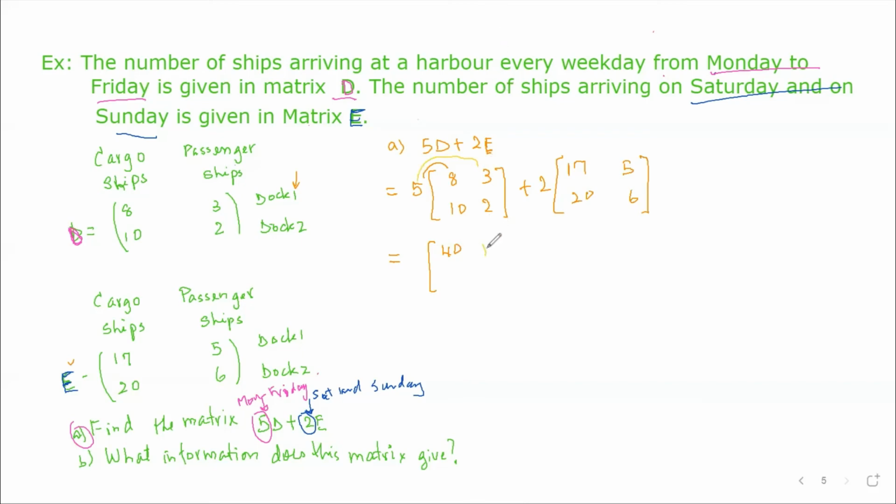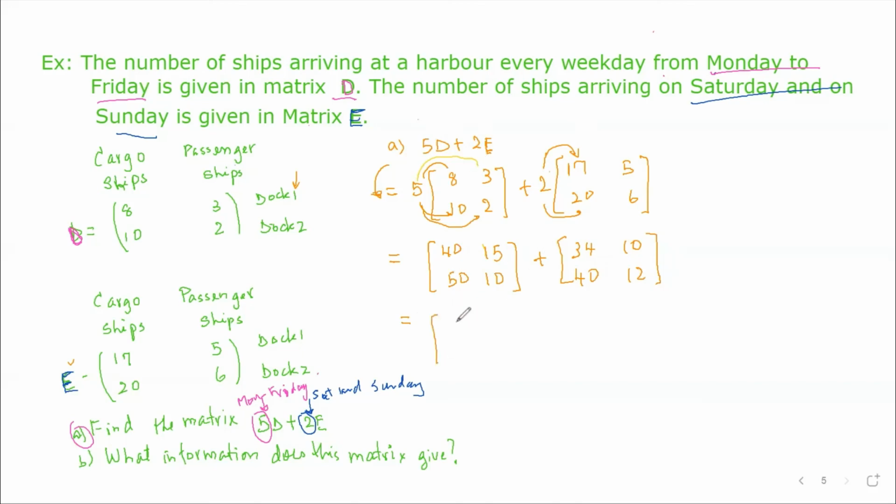I use the same color, I think. So it becomes 15. And then again 5 times 10 becomes 50. And 5 times 2 becomes 10. And then plus 2 times 14, we have 34. And then 2 times 5, we have 10. And then 2 times 20, we have 40. And also 2 times 6, we have 12. Okay, then you simplify. This equals 5D plus 2E.